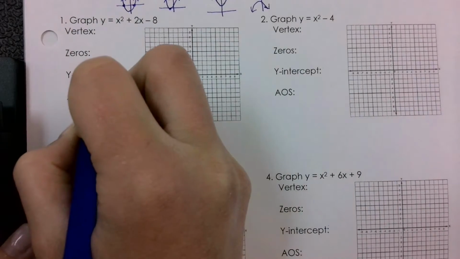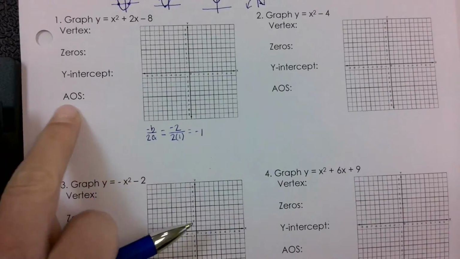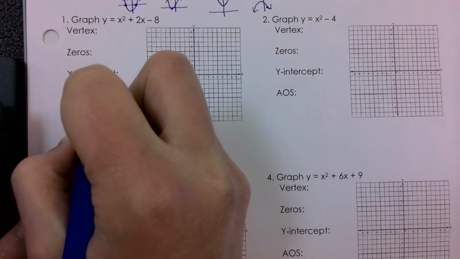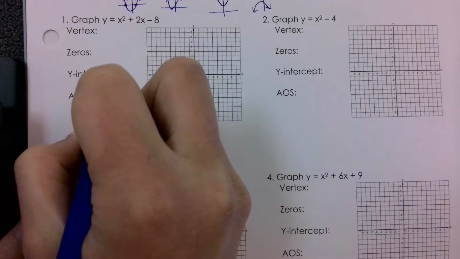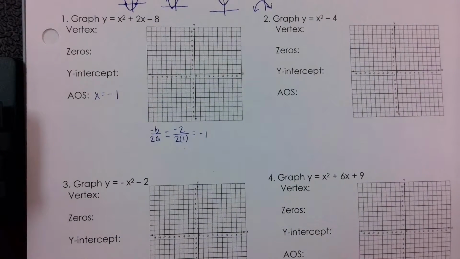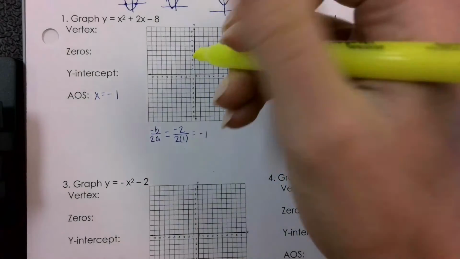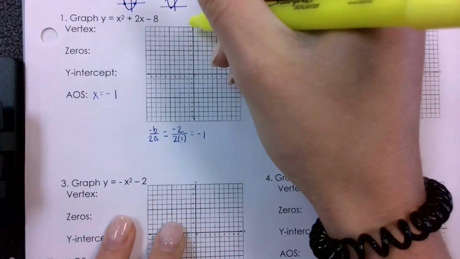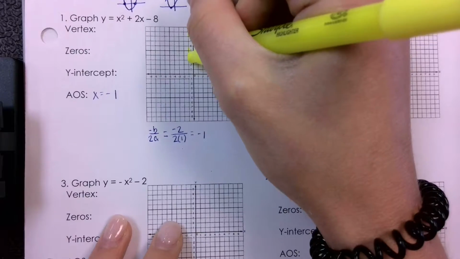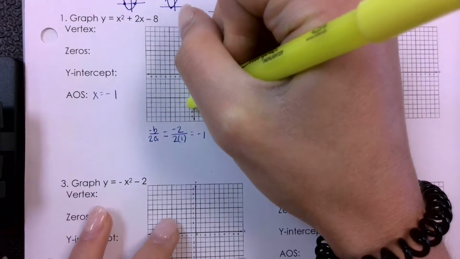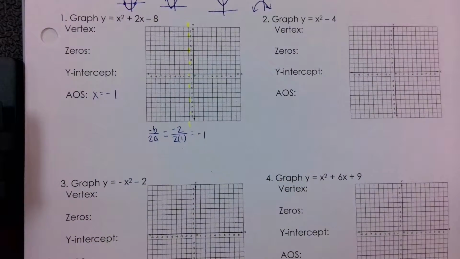So I'm going to say axis of symmetry, and how do we write it? X equals -1. So we can go in, and I'm going to use a highlighter for my axis of symmetry like we were doing yesterday. If you want to do that, you can. If you don't, that's okay too. And at x equals -1, I'm going to go ahead and draw that dotted line, because that's where we're going to reflect things across. Does that make sense?